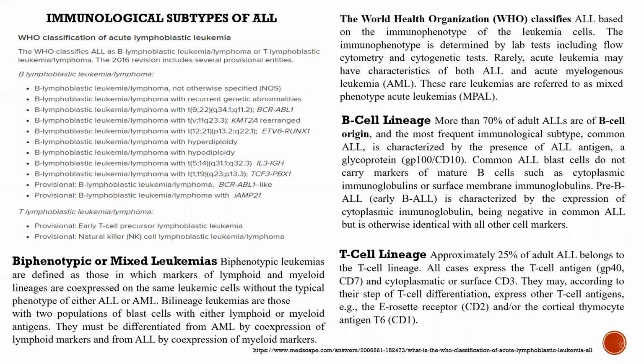The biphenotypic type of mixed leukemias is defined as those in which markers of lymphoid and myeloid lineages are co-expressed in the same leukemic cell without the typical phenotype of either lymphoblastic or myeloid type. Bilineage leukemias are those with two populations of blast cells with either lymphoid or myeloid antigens. They must be differentiated from acute myeloid leukemia by co-expression of lymphoid markers and from acute lymphoid leukemia by co-expression of myeloid markers.